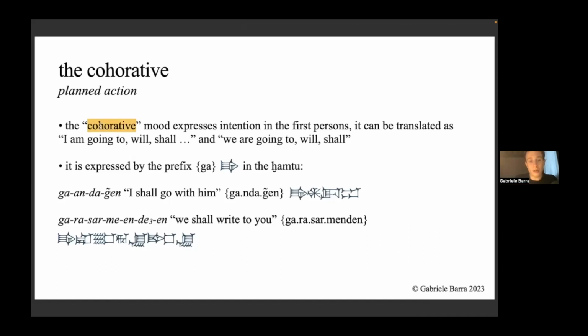So we're going to see the cohortative. So what is that? It's basically how you say in the first person, I will, I shall, I am going to. How do you express a wish or an intention in the first person? It's very simple. Most of the time it looks like ga. So it's just ga. And it comes again at the beginning, and it's always in the hamtu. So to go is again in the hamtu. I shall go would be nga again. I shall go with him, ga nda, with him again.